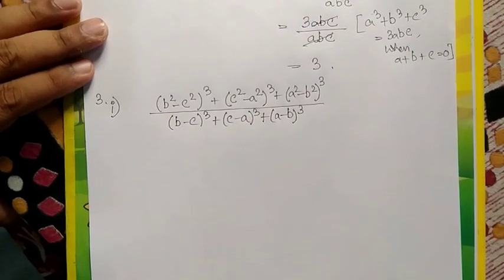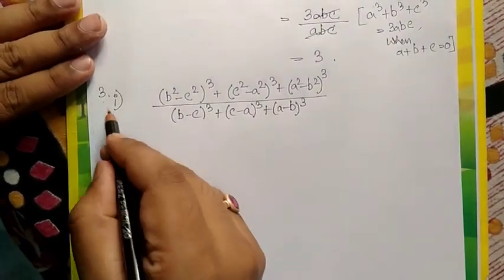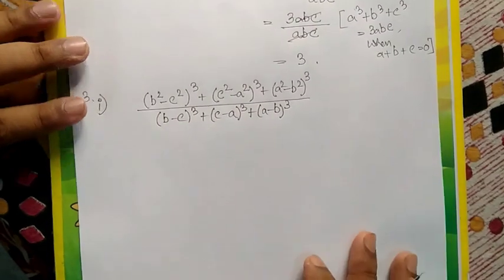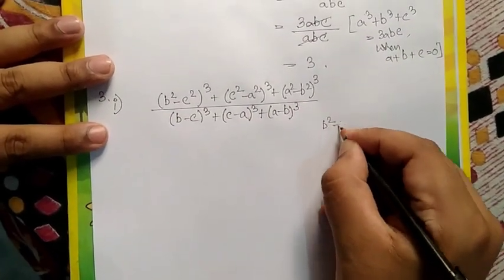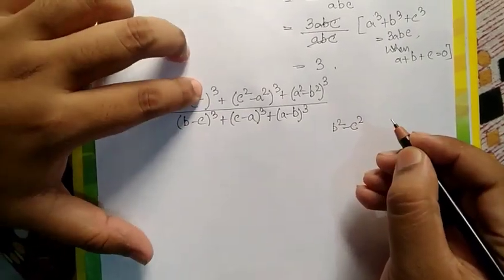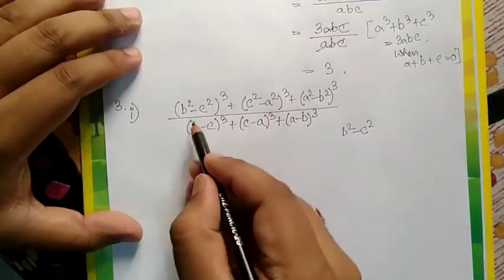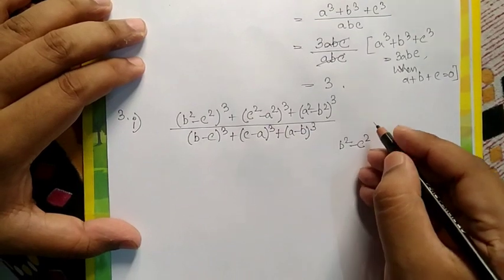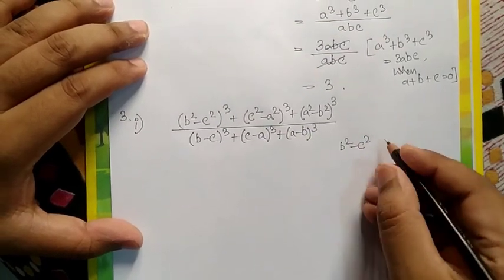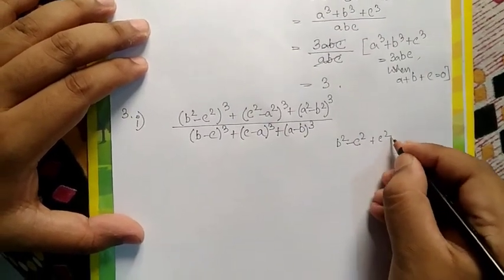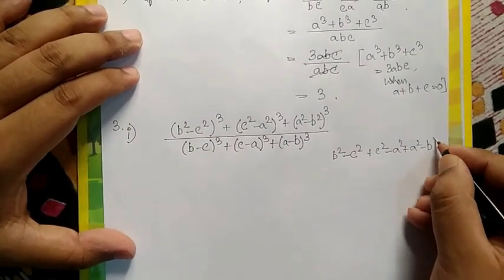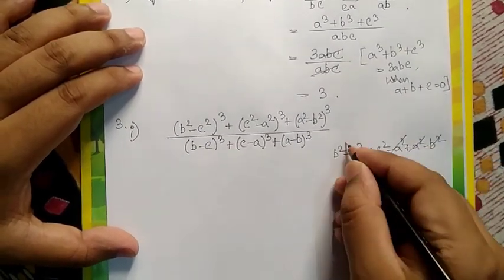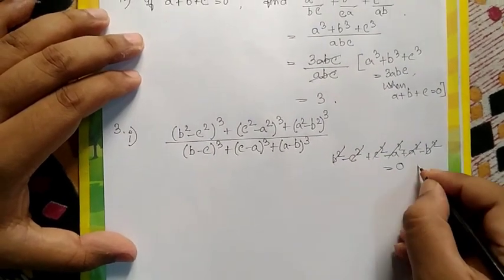This is sum number 3 part 1. Simplify these values. Now b square minus c square, if we let this be x, this be y, and this be z. So therefore x plus y plus z equal to b square minus c square plus c square minus a square plus a square minus b square. Cut all those values, so the answer is 0.